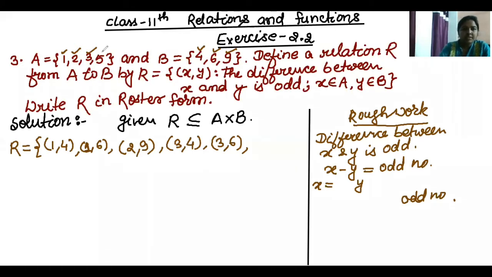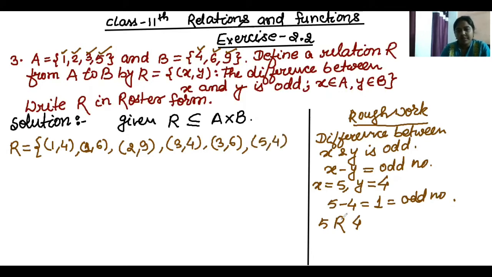Now next, x equals 5 and y equals 4 we will apply. So 5 minus 4, that is 1. Yes, this is an odd number. So 5 is related to 4. So we'll include here (5, 4) belongs to R.